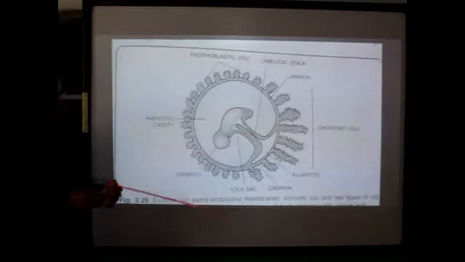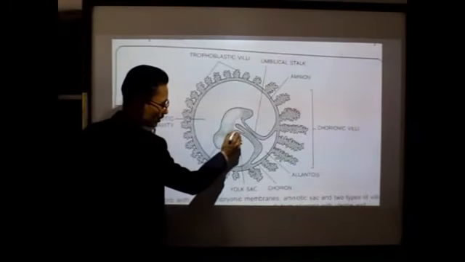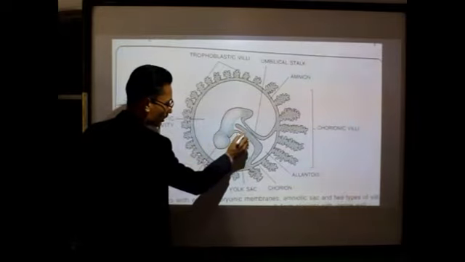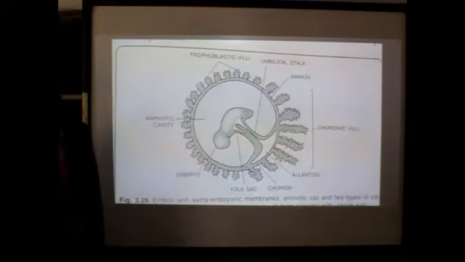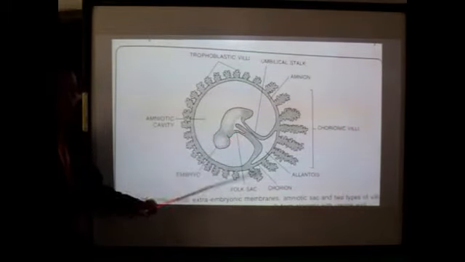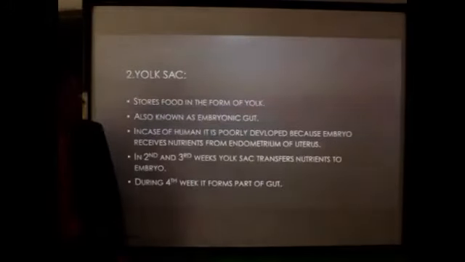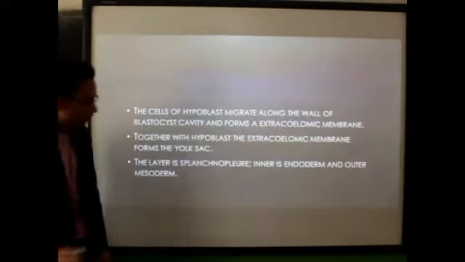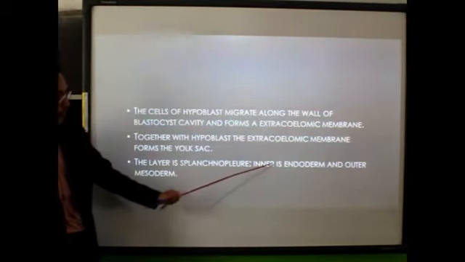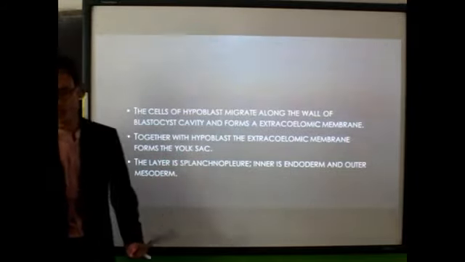If you look over here in the given figure, the yolk sac. Now this yolk sac is mainly surrounded by a second layer like this. Clear? So this will be the outer membrane or the outer layer, and this will be the inner layer. Clear? I have made this clear for you now. So this particular layer is splanchnopleure. In the inner part we will find which layer? We will find the endoderm, and in the outer part we will find the mesoderm.